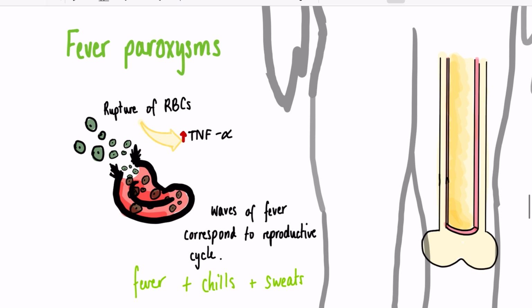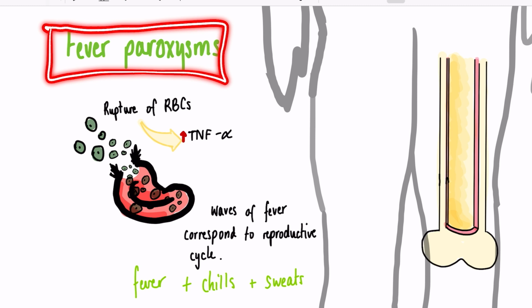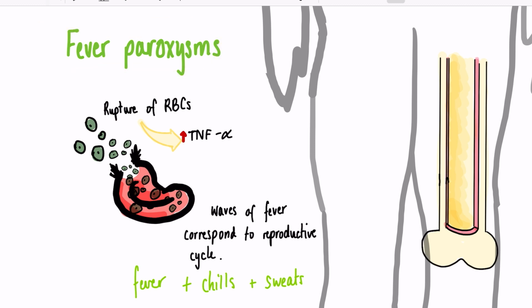And you will get, very importantly, what are known as fever paroxysms. Fever paroxysms refers to the cyclical nature of the fevers that you get in malaria. So you might be infected with Plasmodium falciparum and have a really high temperature, and then 24 hours later, you actually feel better and your temperature's gone back down to normal. And then after that 24 hours, your temperature goes back up and it goes back down, and it kind of cycles. And that's what's known as a paroxysm.